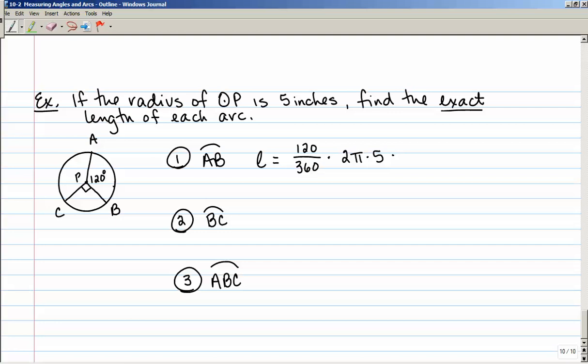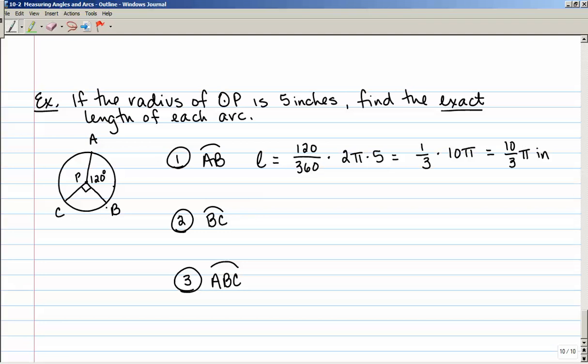Or, actually, I can reduce that, can't I? 120 over 360 is actually 1/3 times 10 pi. And if I want the exact answer, remember I need to leave pi in my answer, so that's going to be 10 over 3 pi inches. And please do not write 1/3 as 0.3. It's not 0.3. It's 0.3 repeating, but we can use a fraction here, and I would prefer that.